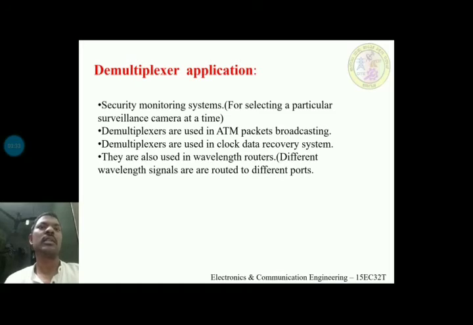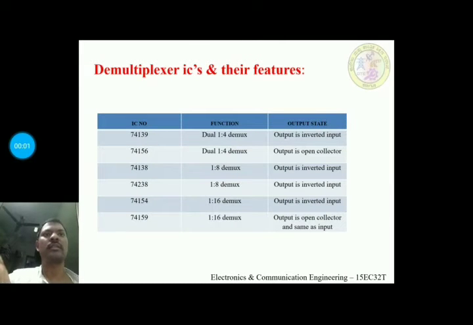These are the applications of the demultiplexer. Next is demultiplexer ICs and their features. First one is the 74139 IC. This is a dual 1:4 demultiplexer. Here the output is inverted input. That means it is a high speed dual 1:4 decoder or demultiplexer. The device has two independent decoders, each accepting two inputs and providing four mutually exclusive active low outputs. See here the output is active low, hence the name output is inverted input.